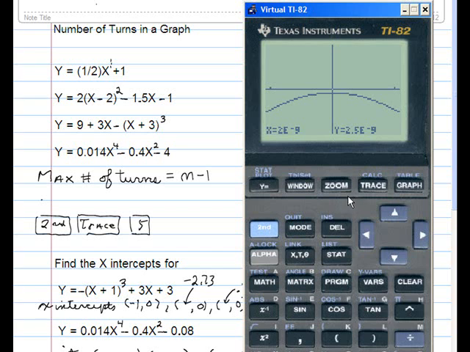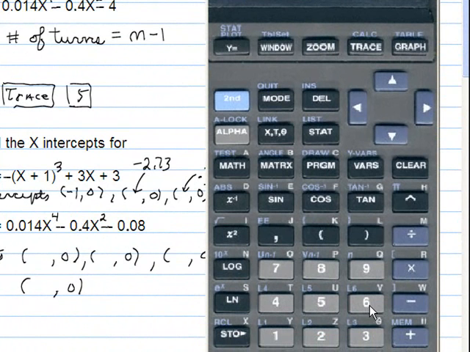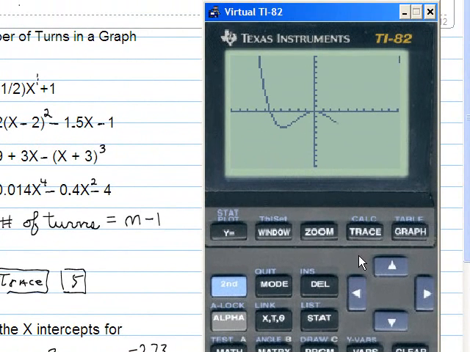Now we know there's just 2 intercepts. So we'll go zoom 6. That'll take us back to our original graph, negative 10 to 10. Right now it's graphing the x-axis, and we want to come out here and we want to find this first x-intercept. So I'm going to hit trace, and I'm going to trace over to the right to get close to that first x-intercept. I'm on the function number 2.